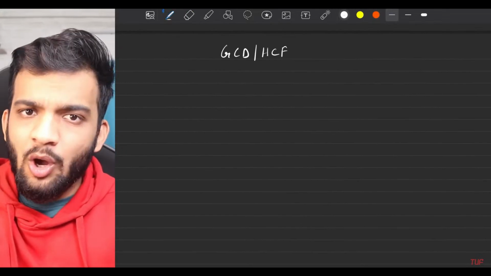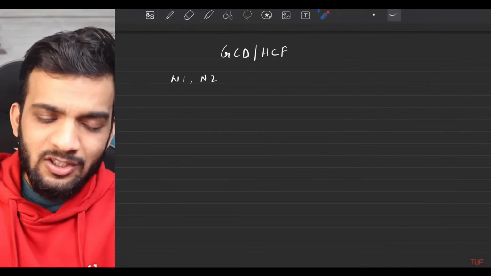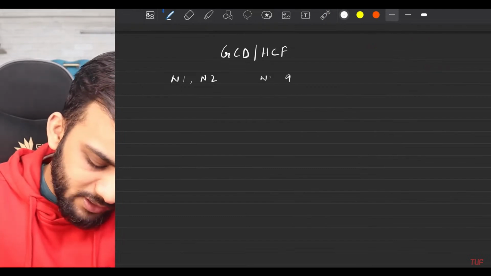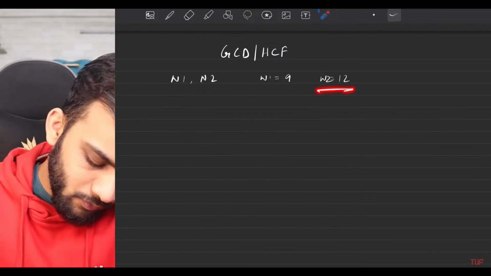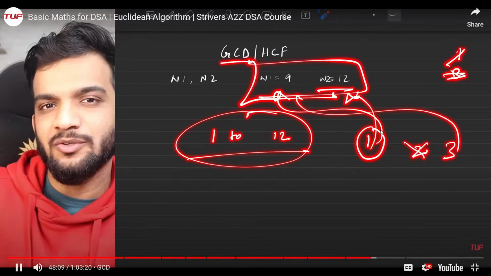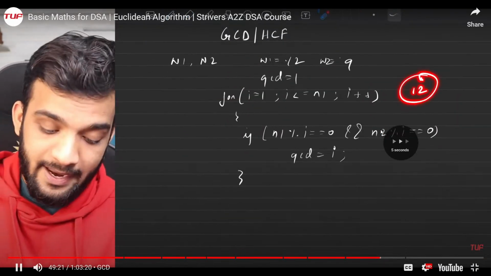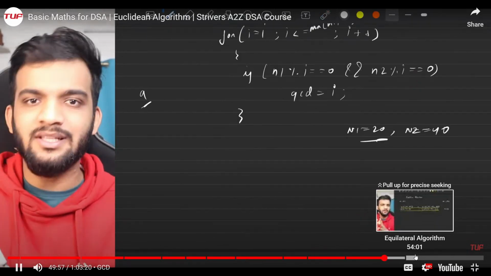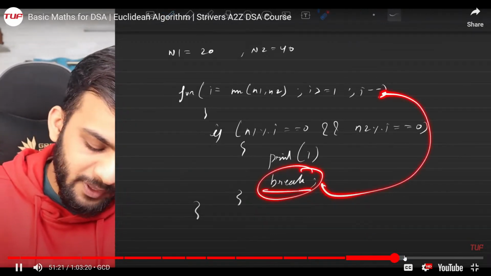So you know how to find factors of two given numbers. You're given n1 and you're given n2. In the last two problems, you have learned how to find factors. So imagine n1 is 9 and n2 is 12. Can I say, if I loop from 1 to 12, and for every number, I check if it divides both? If n1 and n2 are 20 and 40, running till 20 will work, because 20 is the largest factor I can have.